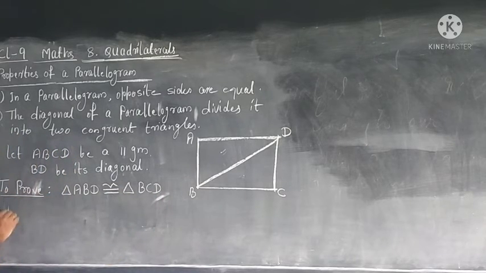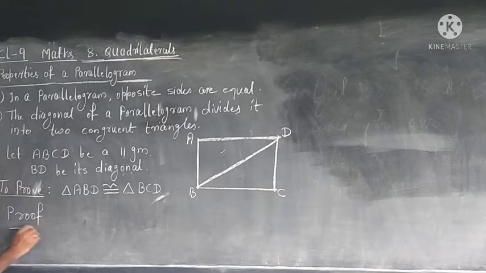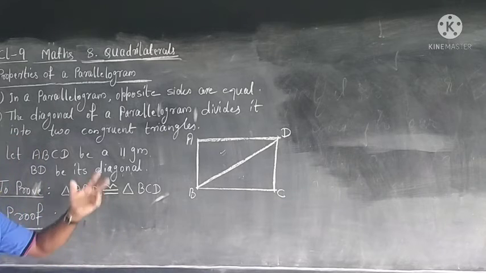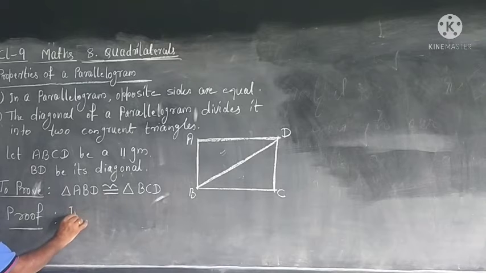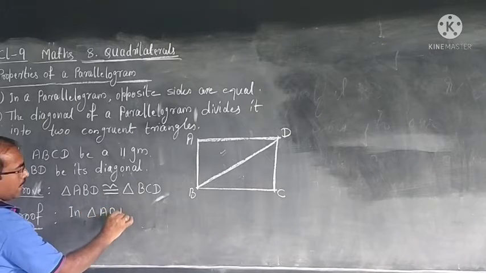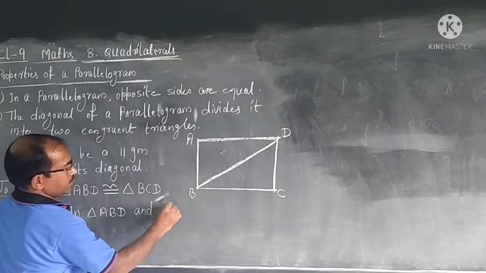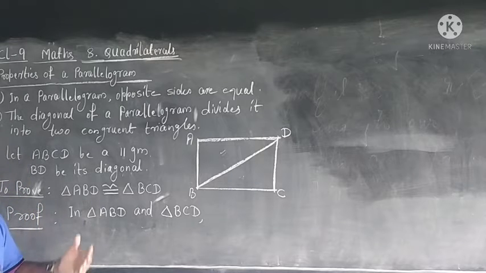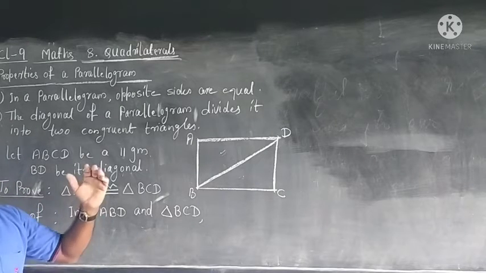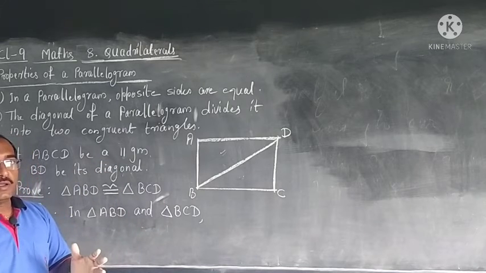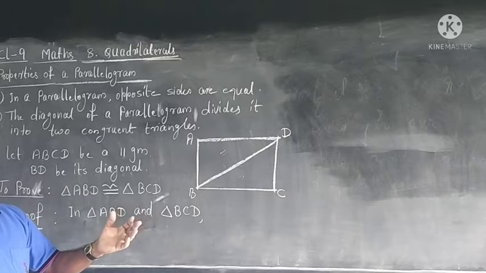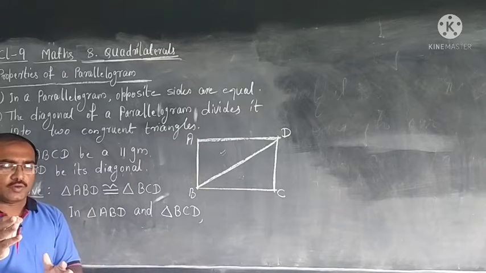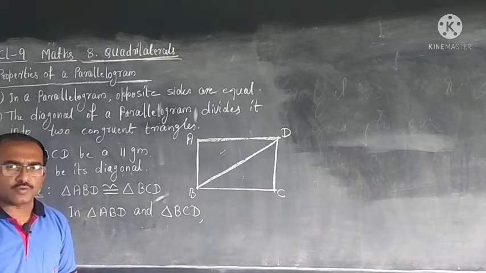Then the question comes, how will we prove? What will you say in the proof so that we all will accept it? We have to work in these two triangles, triangle ABD and triangle BCD. What are we searching for? We are looking for the corresponding parts of these triangles. If we prove some three corresponding parts, maybe all three sides, maybe two sides and one angle, you know the ASA congruence condition, SAS congruence condition, or SSS congruence condition.